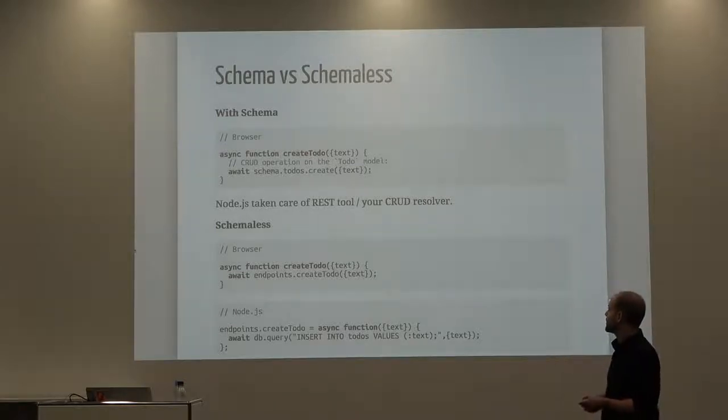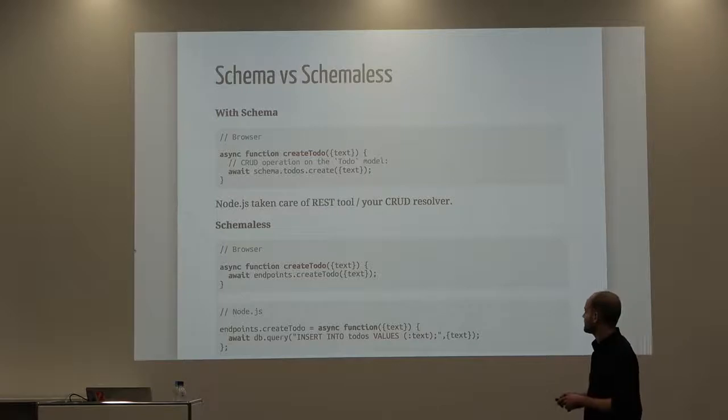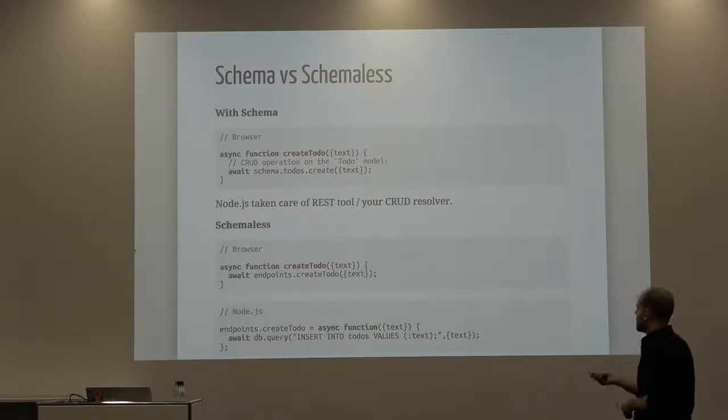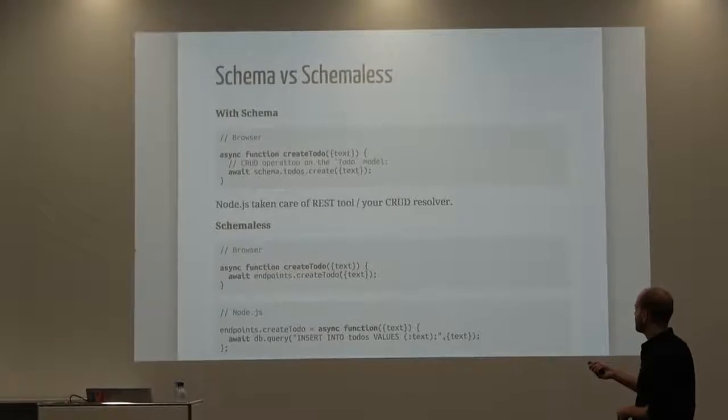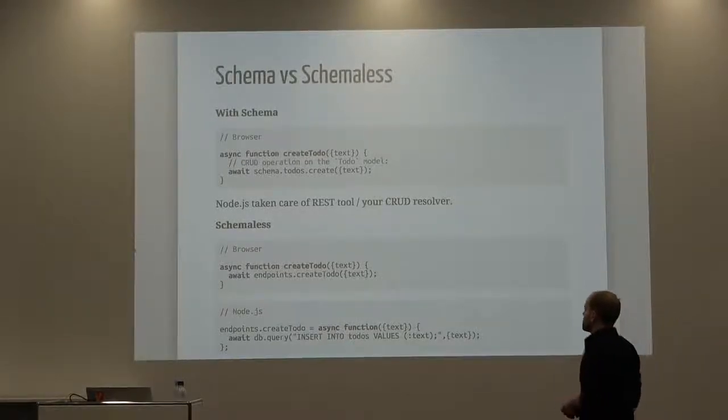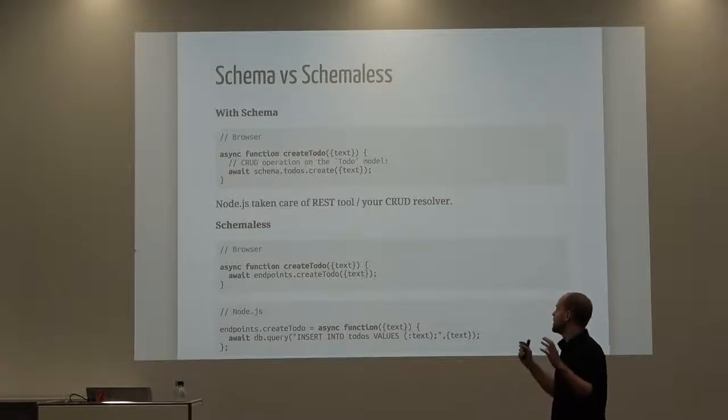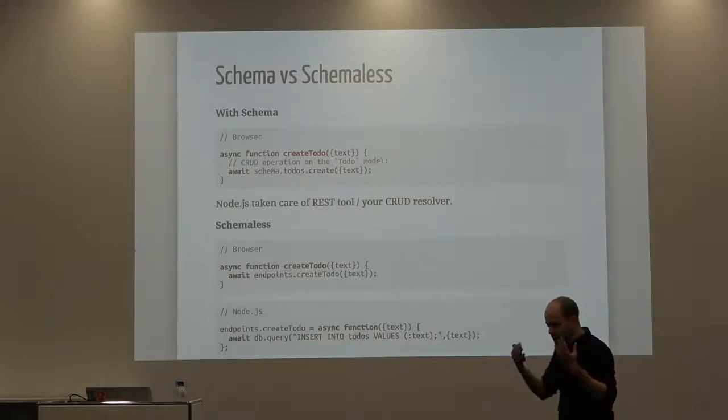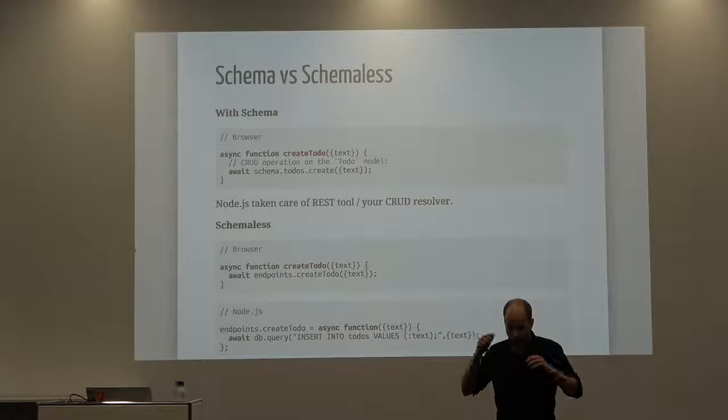Let's look at the difference between schema and schemaless. So on the top, we can see an example with schema. So here we call a CRUD operation on the model todo. And the idea of the schema is that you have a list of models and CRUD operations on these models. And that's how you work with an API that has a schema.